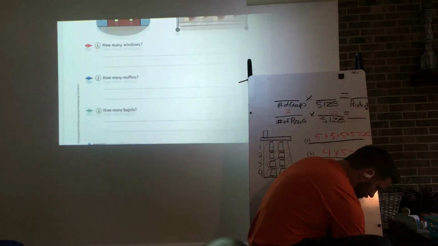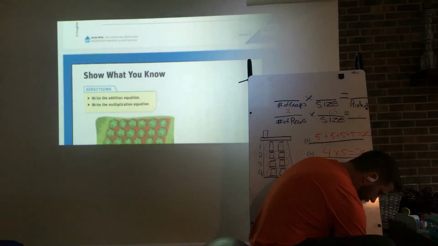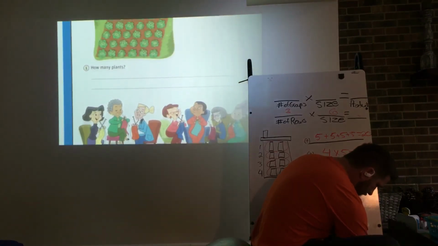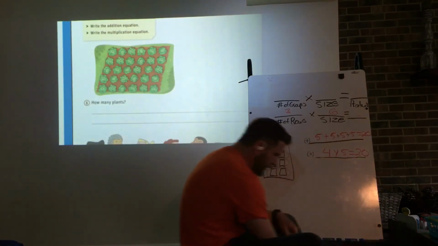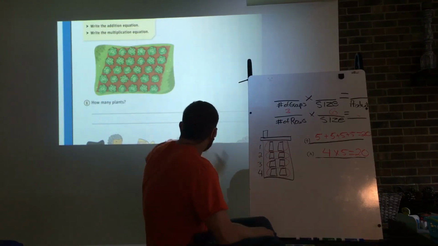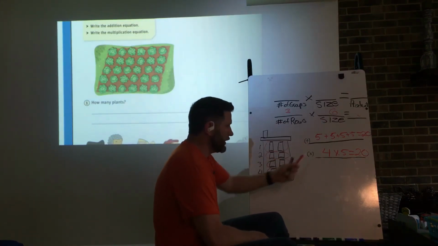So now what you're going to do is you're going to go to page 18, and there's 2 questions. So I would love 2 pictures. You can draw this picture, and then do the addition and multiplication.